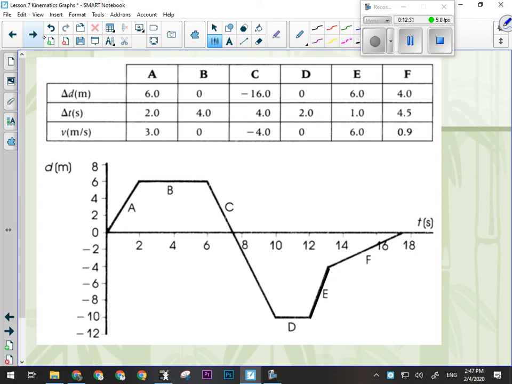Yeah, it's 0. How do we know that? Well, we know that the displacement of an object is final position minus initial position. What's my final position? 0. What's my initial position? 0. Then I didn't go anywhere. I ended up back where I started.